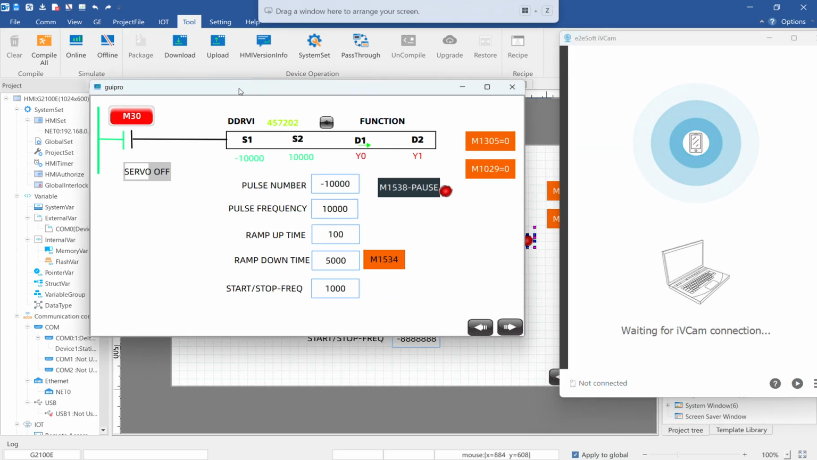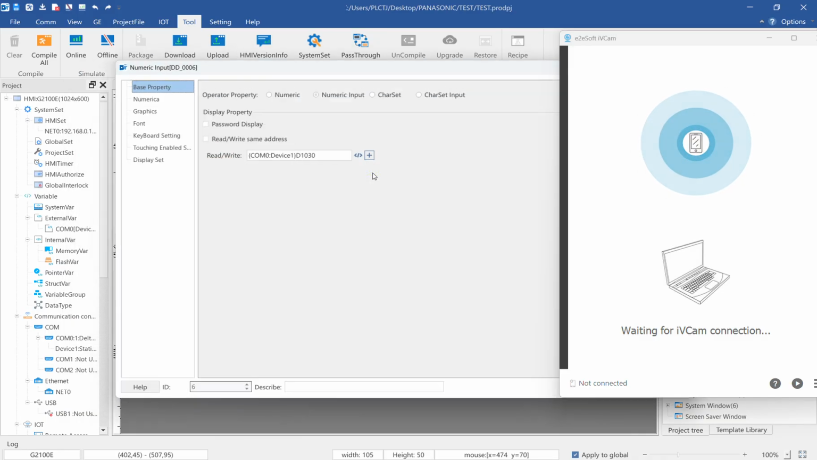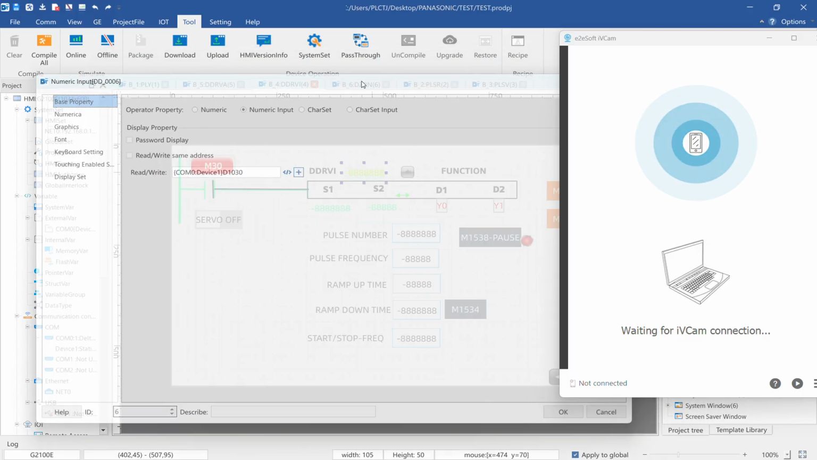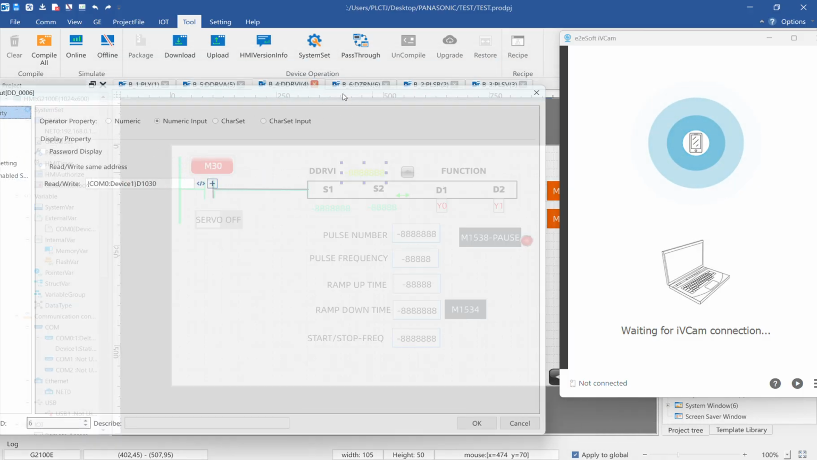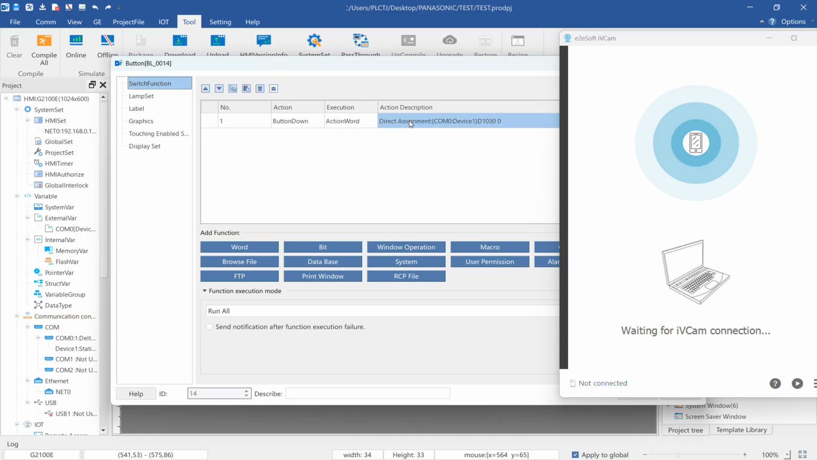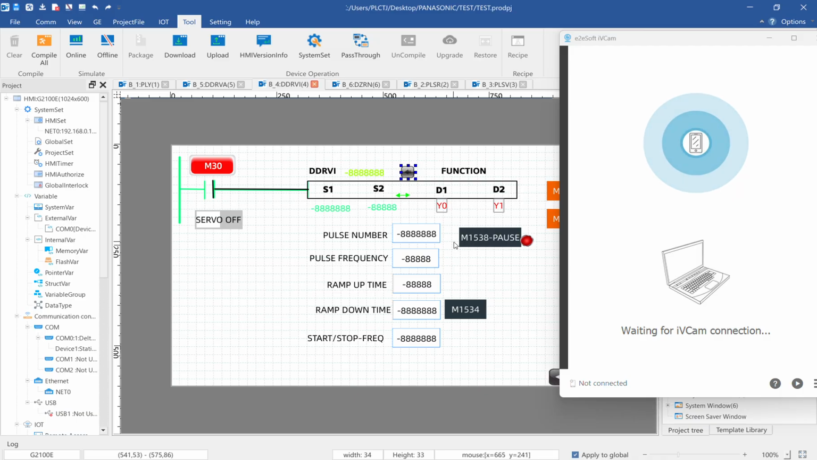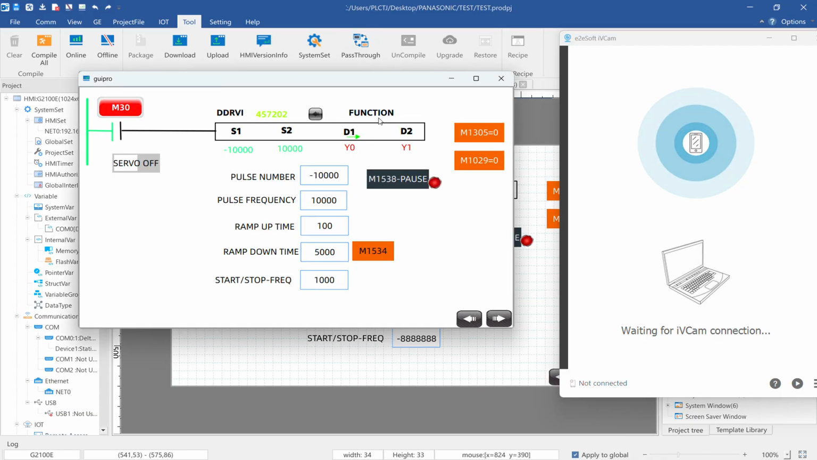Another memory we have is for Y0. This memory is the current position of our rotation. Actually, it calculates how many pulses we give to our motor and how many rotations the motor makes. We can also make this memory zero. You can see I just made this memory zero by this button here. Now I can make position 0.